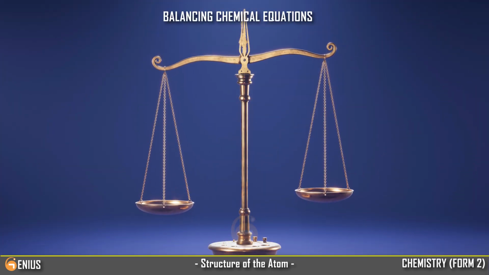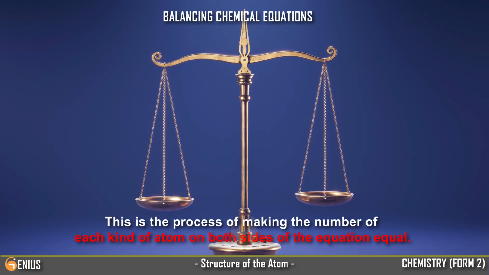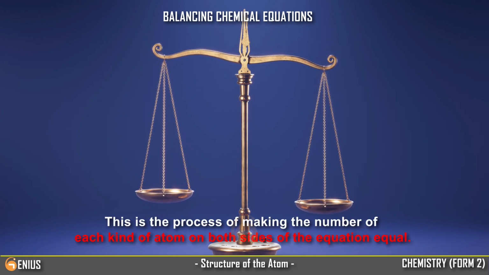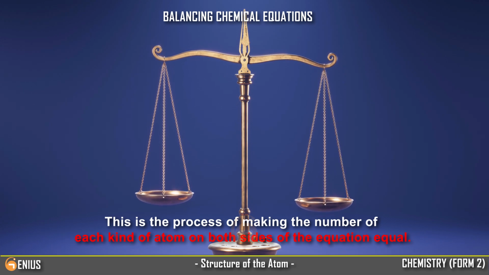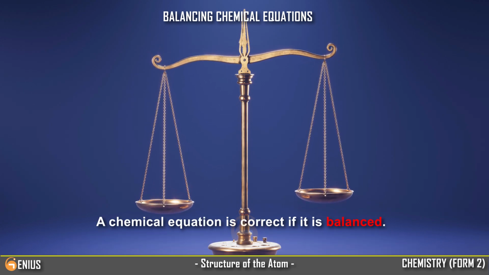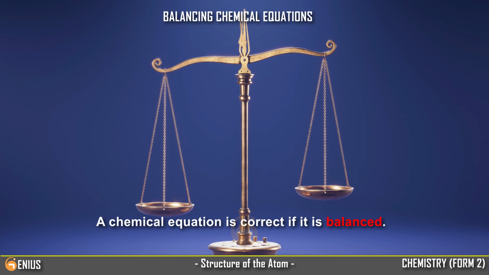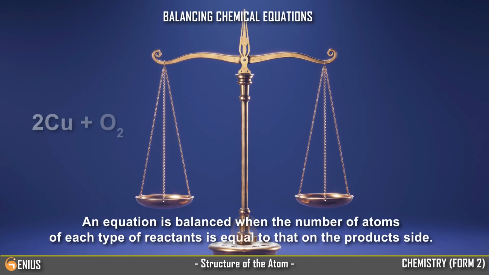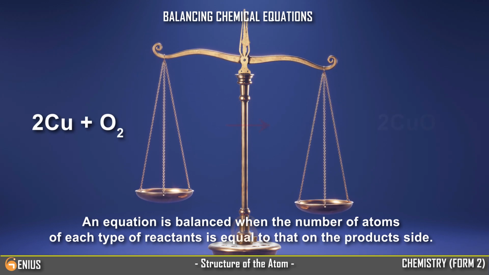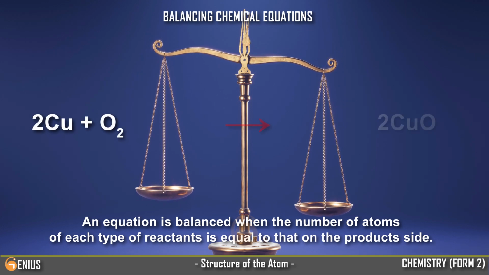Balancing chemical equations. This is the process of making the number of each kind of atom on both sides of the equation equal. A chemical equation is correct if it is balanced. An equation is balanced when the number of atoms of each type of reactant is equal to that on the product side.